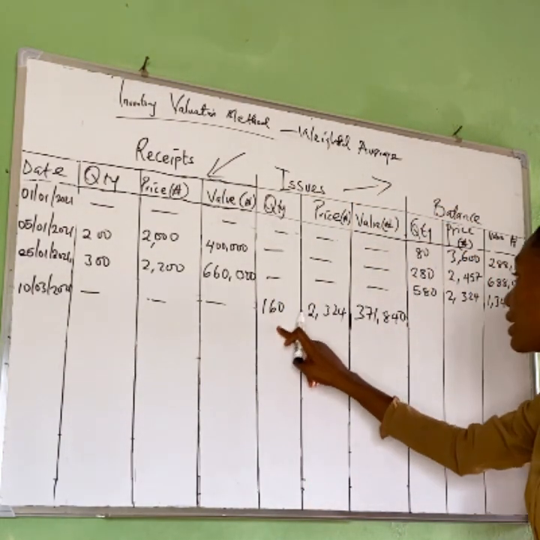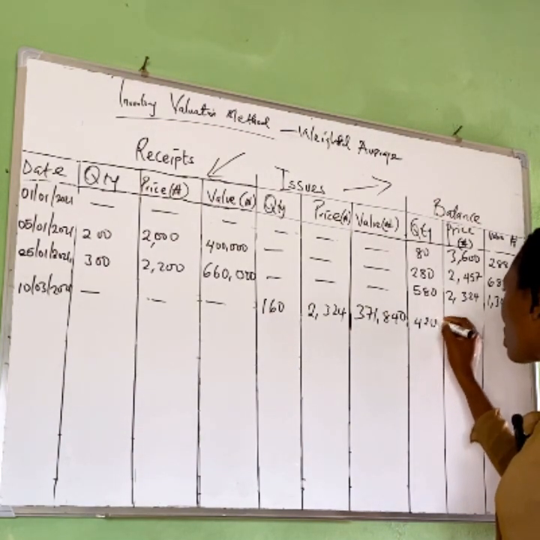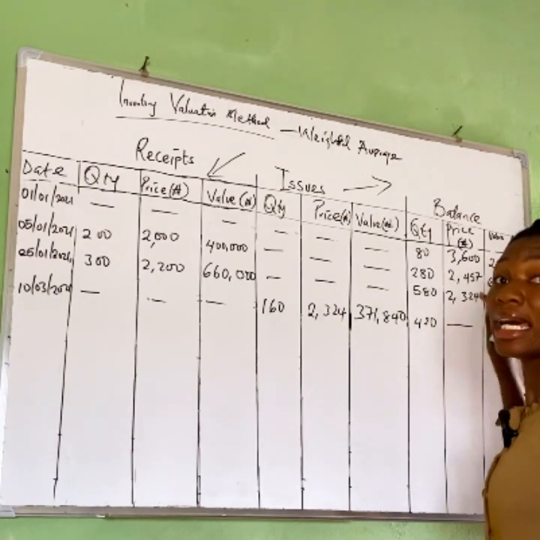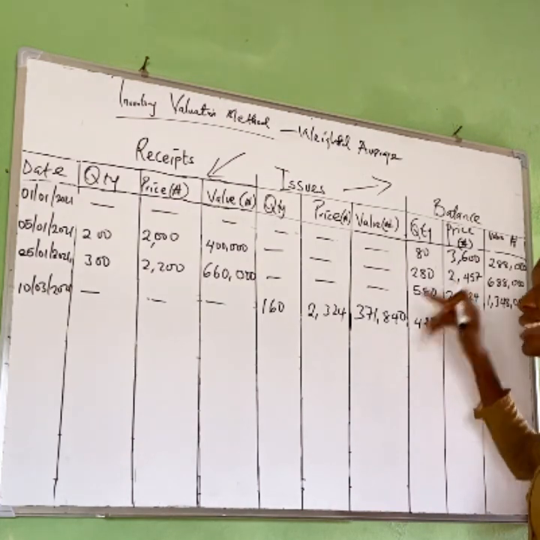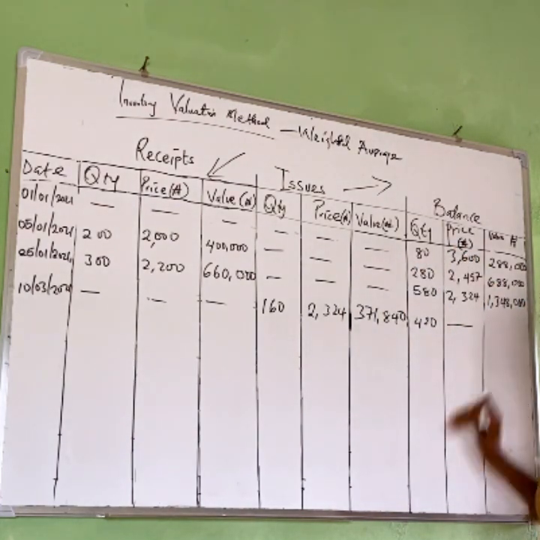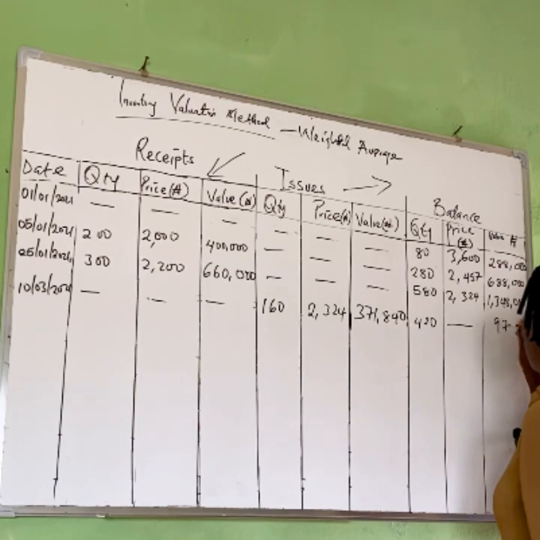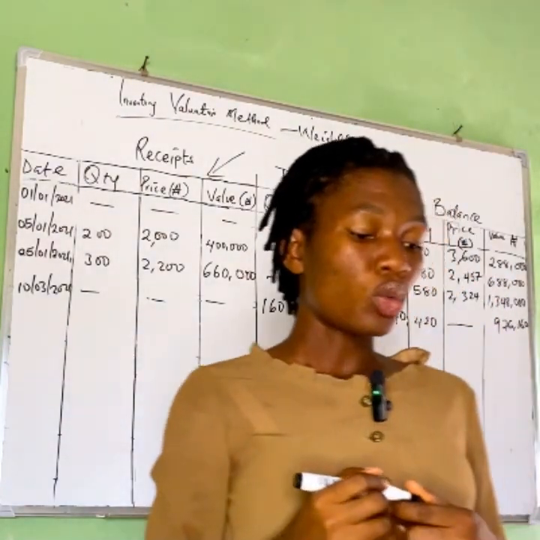So for subtracting, minus 160, we'll be having 420. The price still remains the same. Like I said, we only take average of price when there is a receipt. So until there is a receipt before we can calculate the average for the price. Now the values are going to be subtracted, that will be giving us 976,160 naira. All right, then let's look at the next transaction.